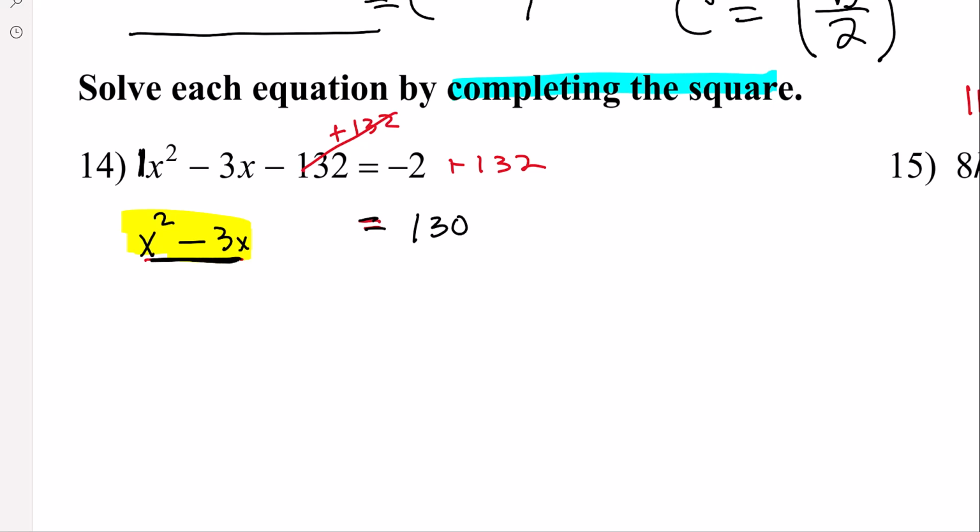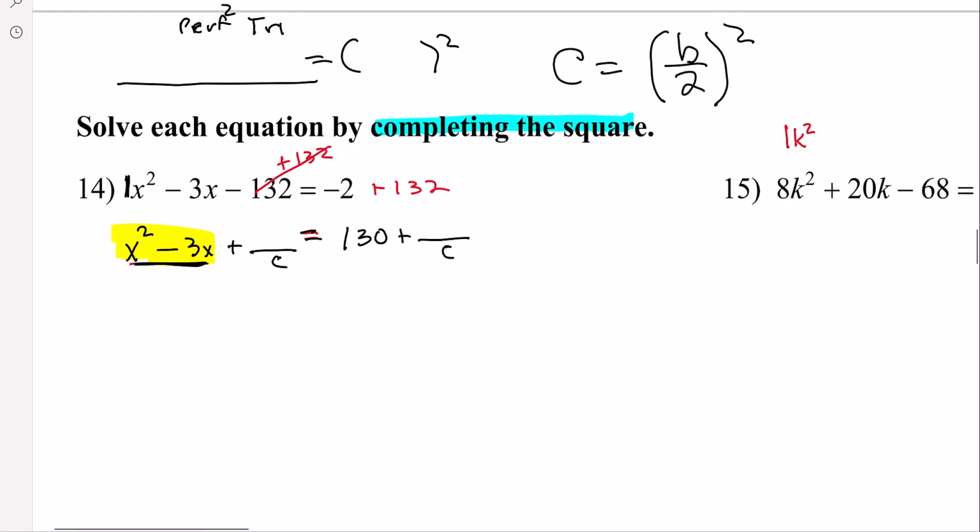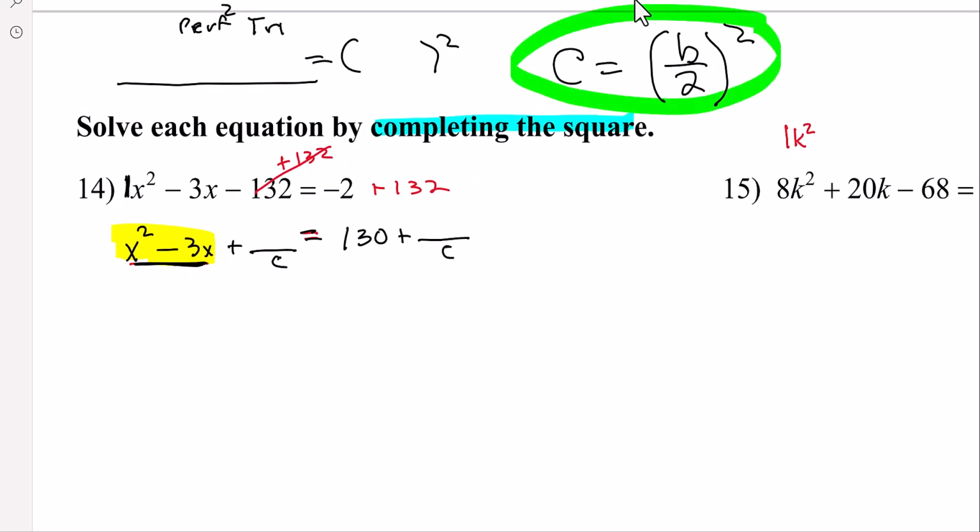in the form that you want, and you need to add the c value. But if you add something to one side, you have to add it to the other. Remember the equality properties. And this is how you find the c value. You take half of the b value, so in this case, half of negative 3, and you square it. Well, negative 3 squared is 9, and 2 squared is 4. So we're going to add 9/4 to both sides.